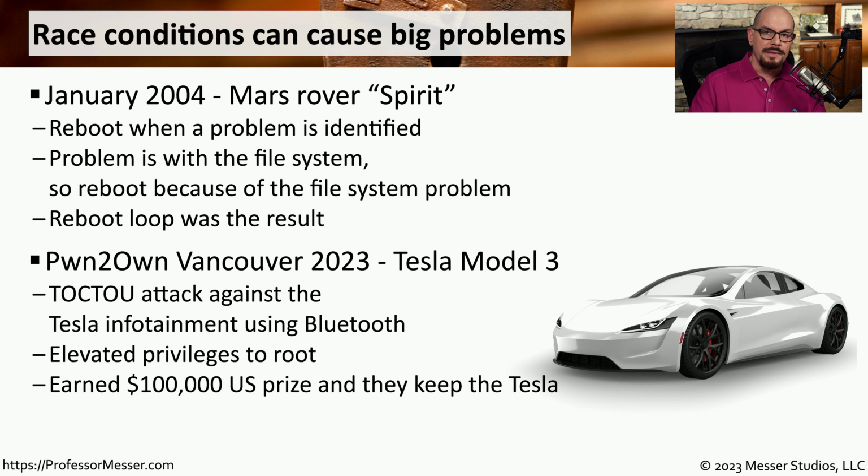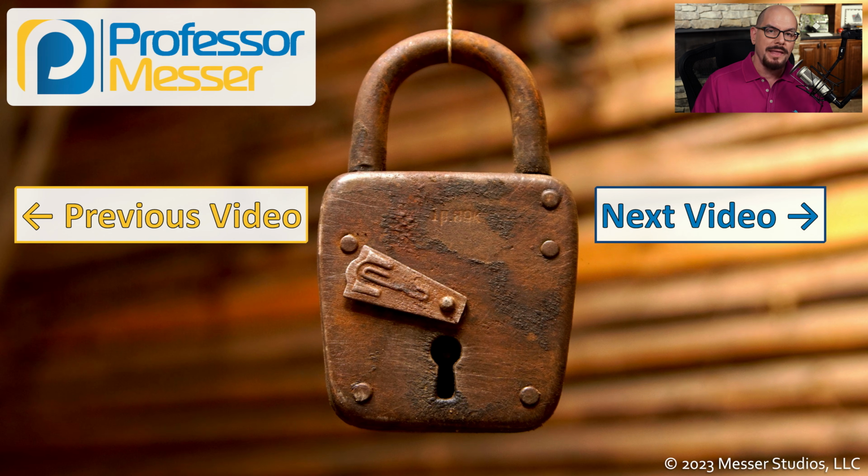And it seems appropriate that we should have a race condition that occurs inside of a car, and indeed we had one during Pwn2Own in Vancouver 2023 with a Tesla Model 3. This TOCTOU attack took advantage of a vulnerability in the Tesla infotainment system that you could access through Bluetooth. They were able to elevate privileges to be the root user of the infotainment system, and this allowed the attackers to earn a $100,000 US prize, and they keep the Tesla.